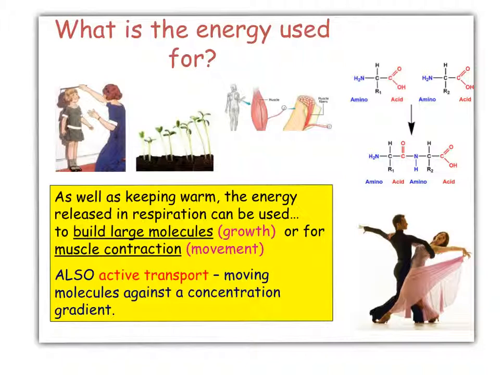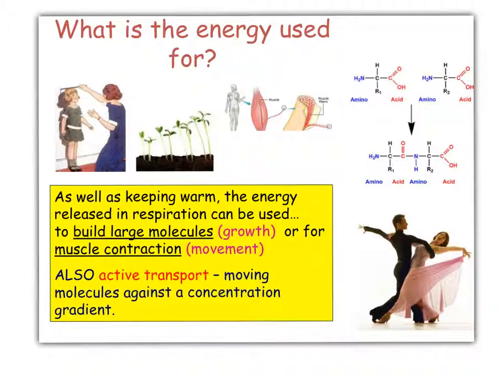So, what is this energy used for? Why do we need to generate energy? There's a lot of clues in the pictures. We, and also plants, because remember plants respire as well, need to create energy for growth. Okay? Now, to grow, we need to be able to create large molecules from small molecules. For example, we might use the energy to join the amino acids to create proteins. We also use the energy for muscle contraction.